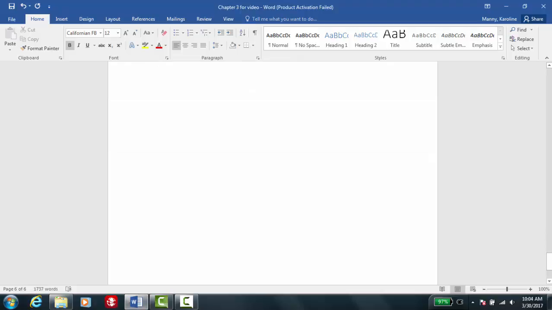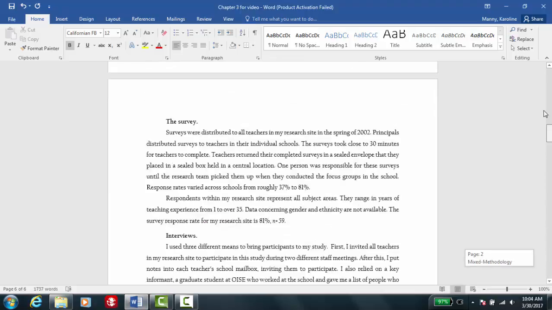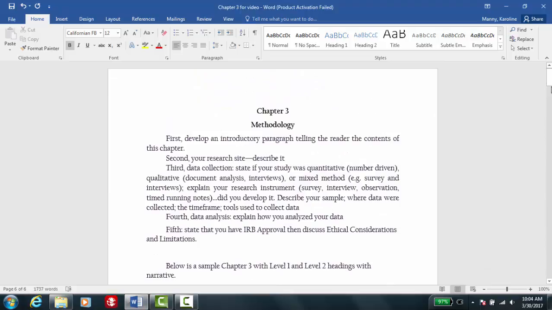That is what you do in presenting your Chapter 3. So to review very quickly, you first develop an introductory paragraph telling the reader the contents of your chapter. Second, you describe your research site. Third, you discuss your data collection and all the subcomponents of that. Fourth, you describe your data analysis and all the subcomponents of that.